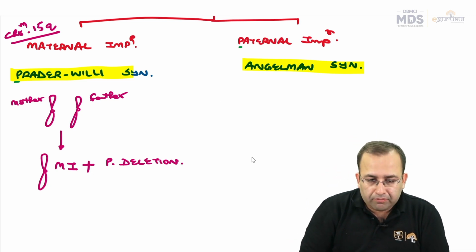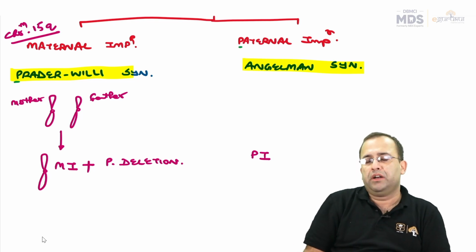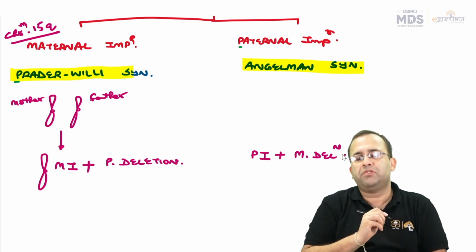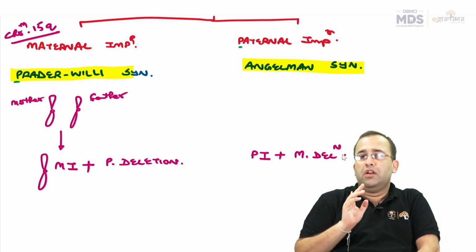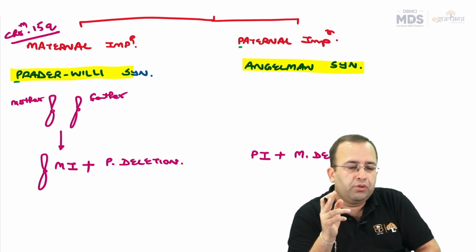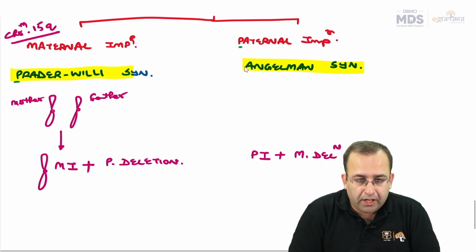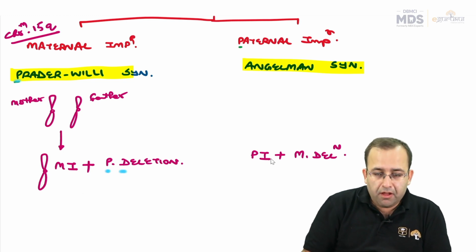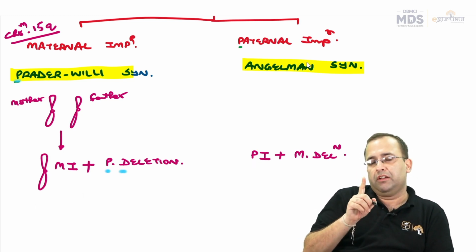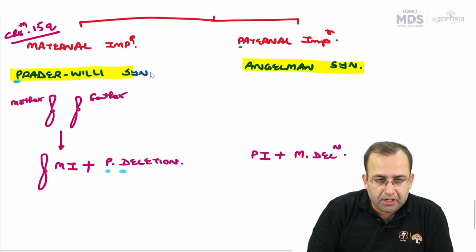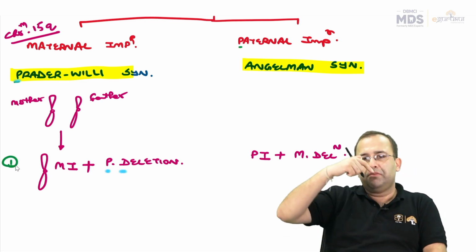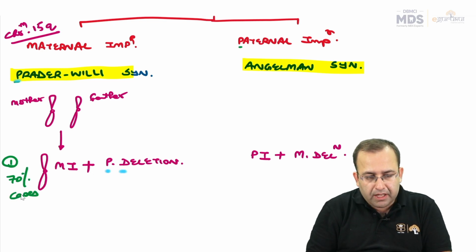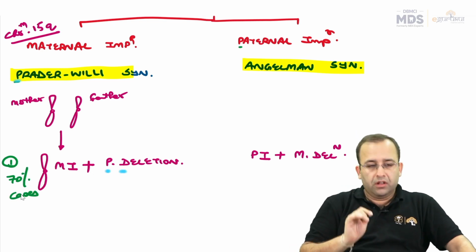So you tell me what is Angelman? It is paternal imprinting plus maternal deletion. This is Angelman. We made the mnemonic P and P do not go together with imprinting. Question को ध्यान से देखना. See the question carefully. Paternal deletion is Prader-Willi. Paternal imprinting is Angelman, firstly. So imprinting plus deletion. This is the first method of having the disease, accounting for 70% cases. This is the first method.